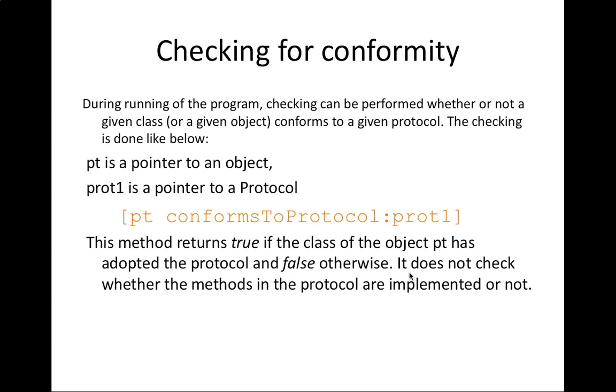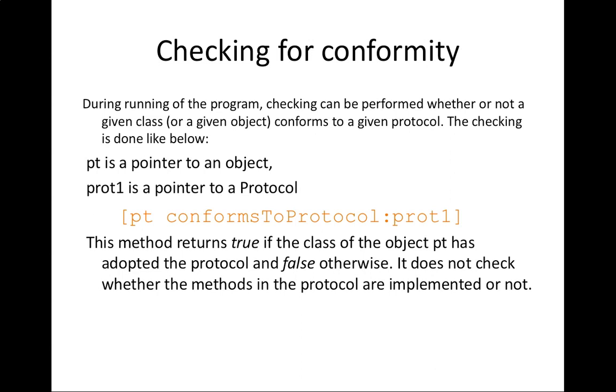It doesn't check whether the methods in the protocol are implemented or not. So it doesn't check, it just sees if you're conforming. So it's not going to check on each one of the methods to tell you what's implemented and what's not implemented. It's just going to say, are you using this protocol? So it's kind of like, again, going back to the identity check.